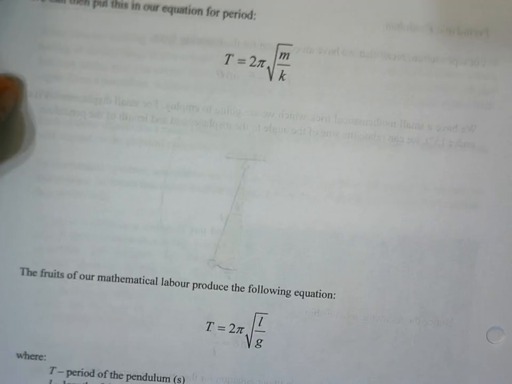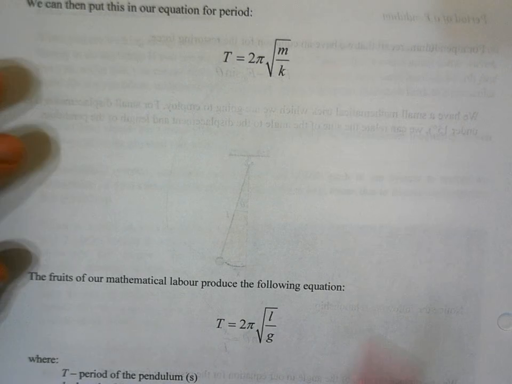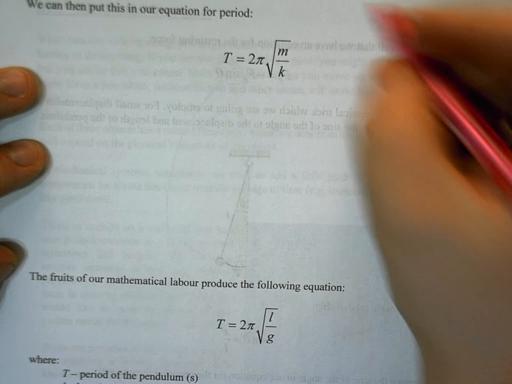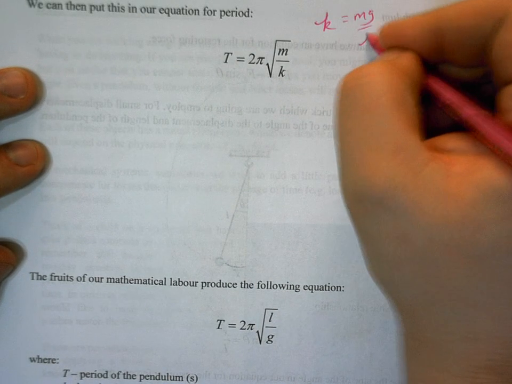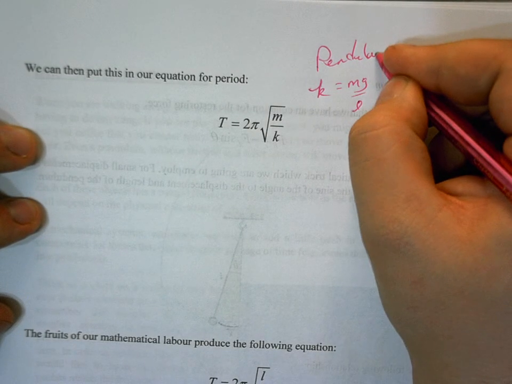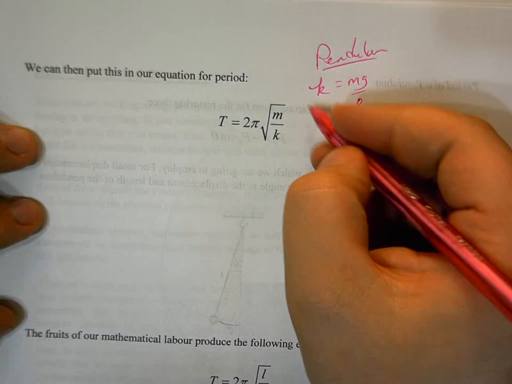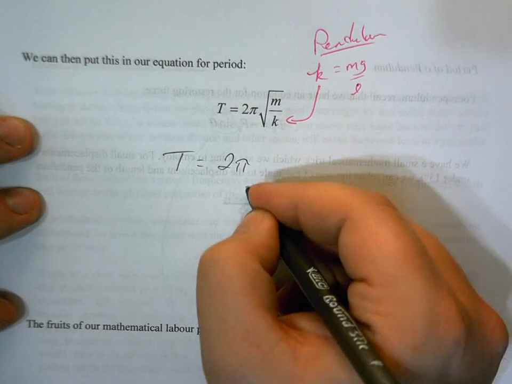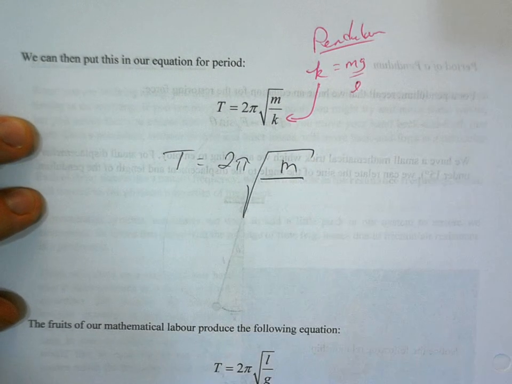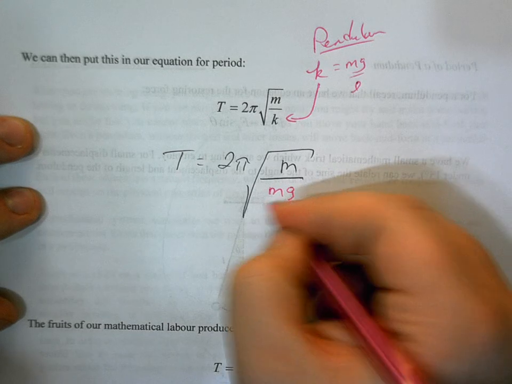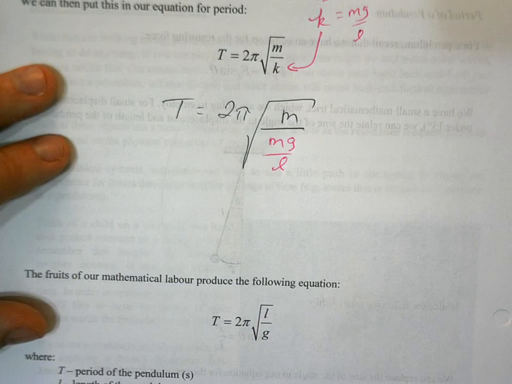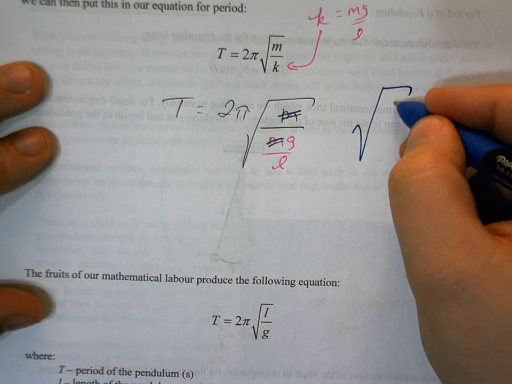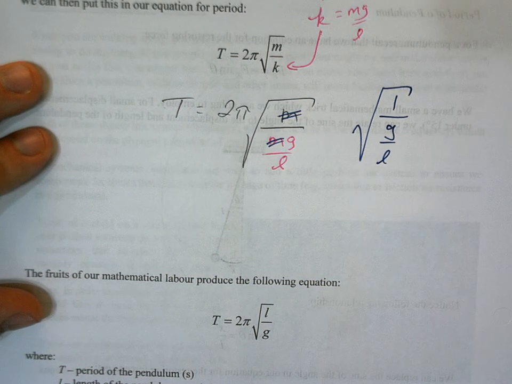Now, for anything that's obeying simple harmonic motion, we know that T is equal to 2 pi times the square root of m over k. Well, for a pendulum, we know that k is just going to be this mg over L. So that's what we're going to dump in here. So we have T equal to 2 pi square root of mass, and then we're going to divide this by mg over L. Now, the masses are going to cancel out. Under this square root, though, I'm going to have 1 divided by g divided by L.